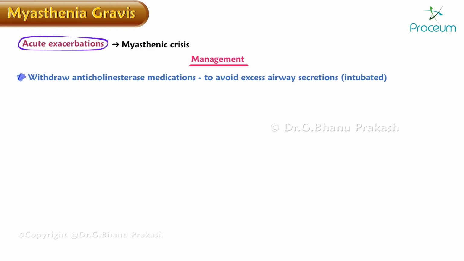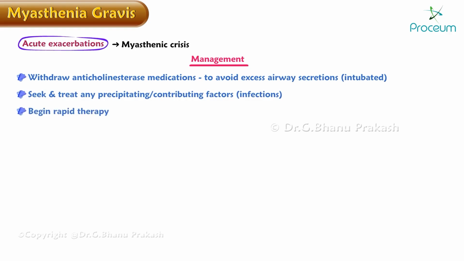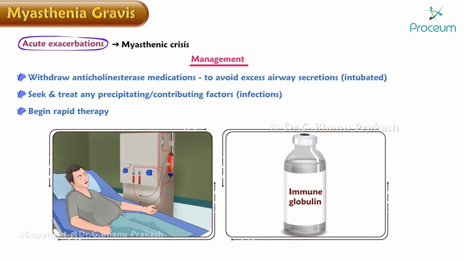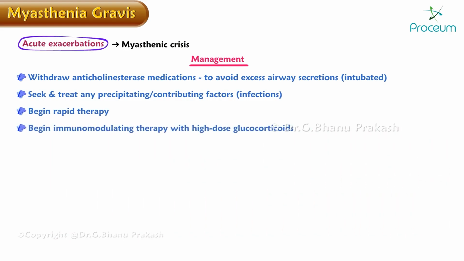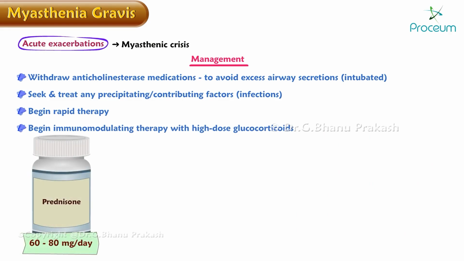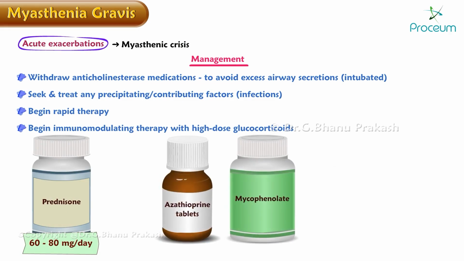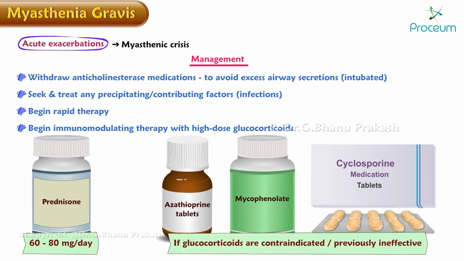Withdraw anticholinesterase medications to avoid excess airway secretions for patients who are intubated. Seek and treat any precipitating or contributing factors, particularly infections. Begin rapid therapy with plasma exchange or intravenous immune globulin. Begin immunomodulating therapy with high-dose glucocorticoids, for example, prednisone, 60 to 80 milligrams per day. Consider azathioprine, mycophenolate mofetil, or cyclosporine if glucocorticoids are contraindicated or previously ineffective.